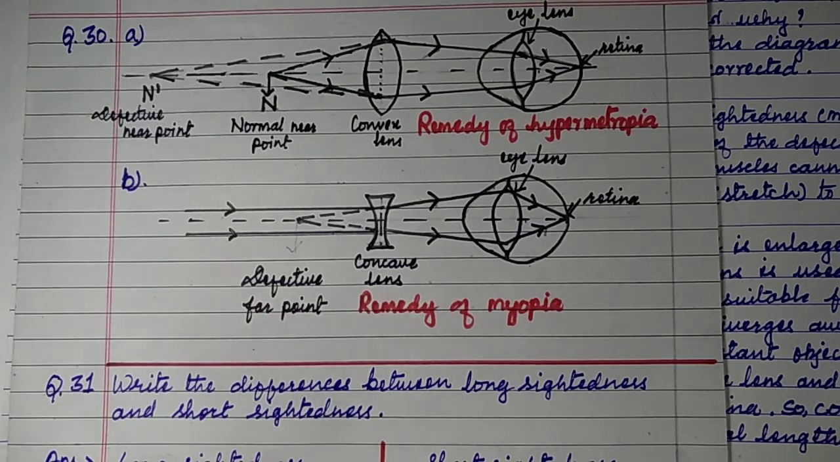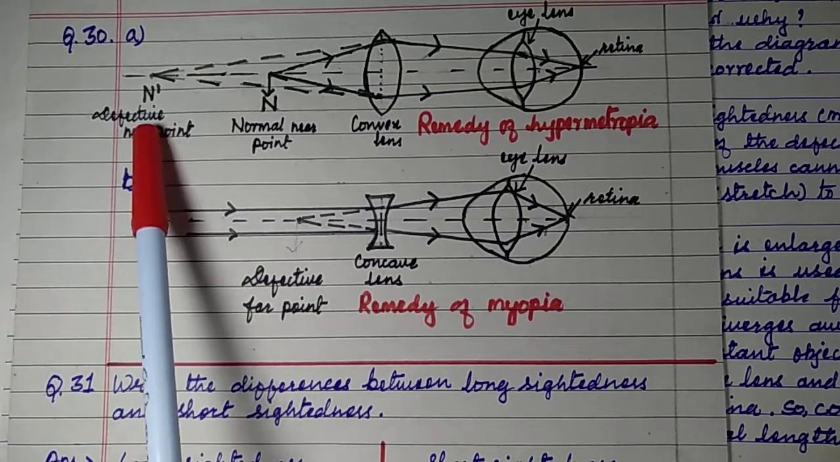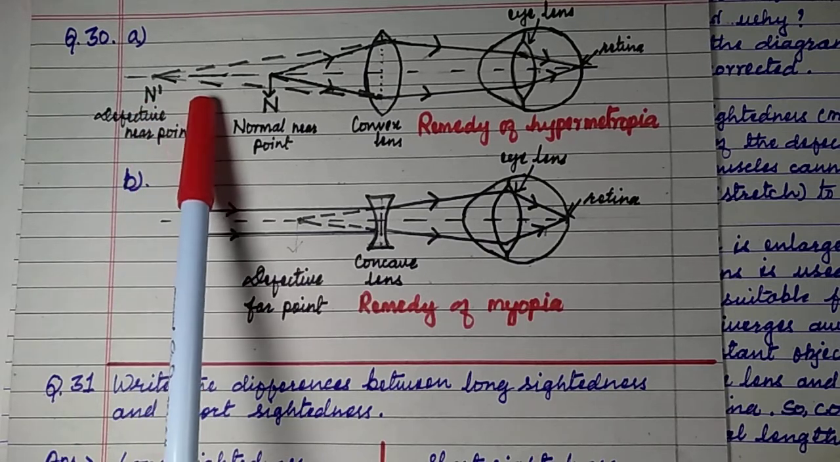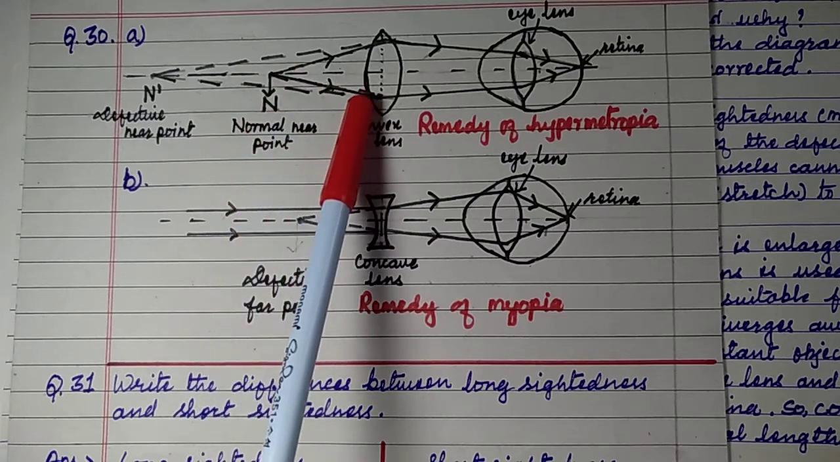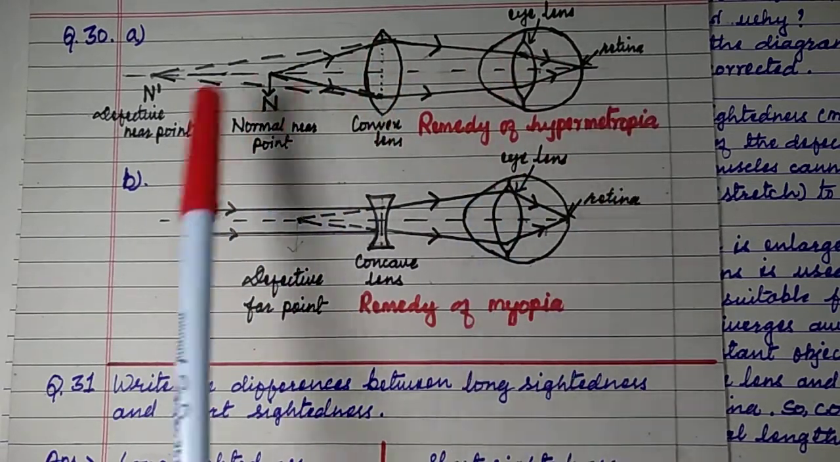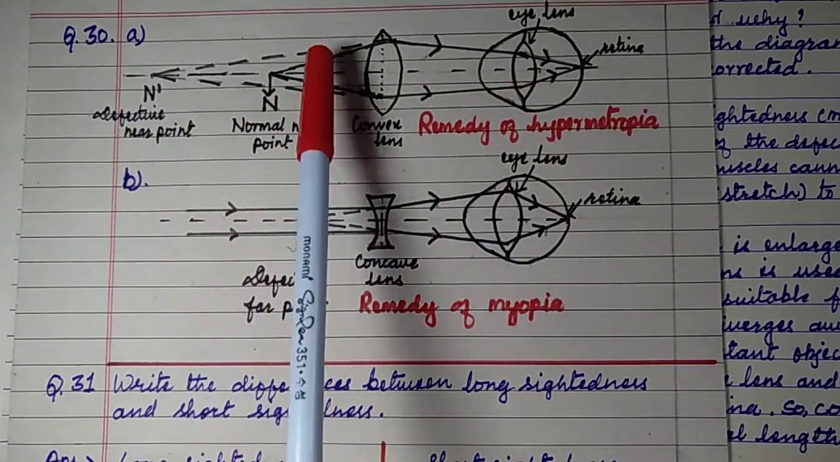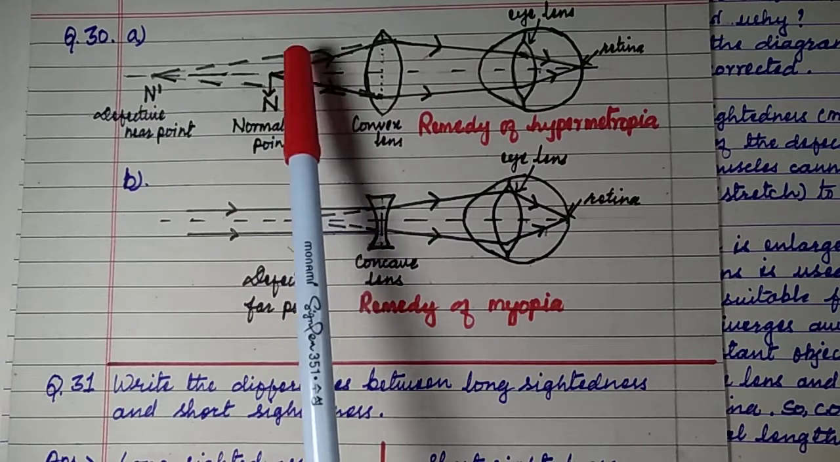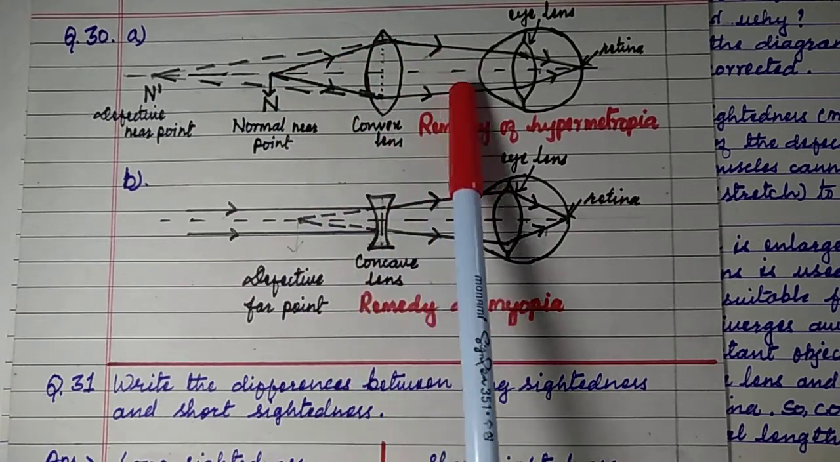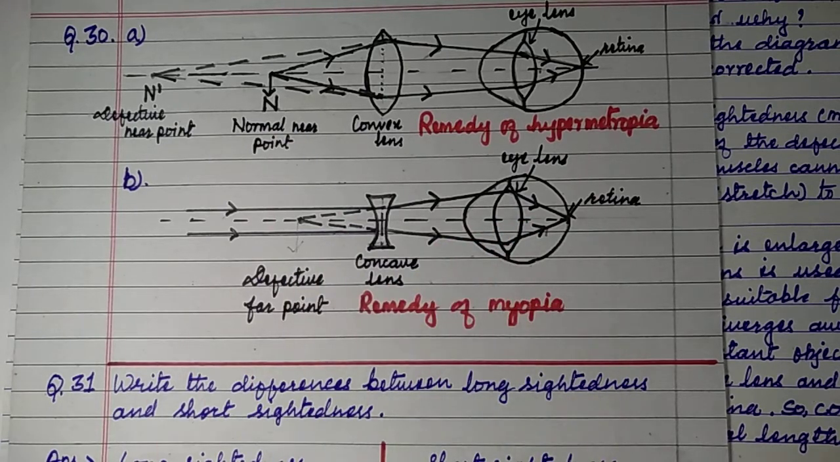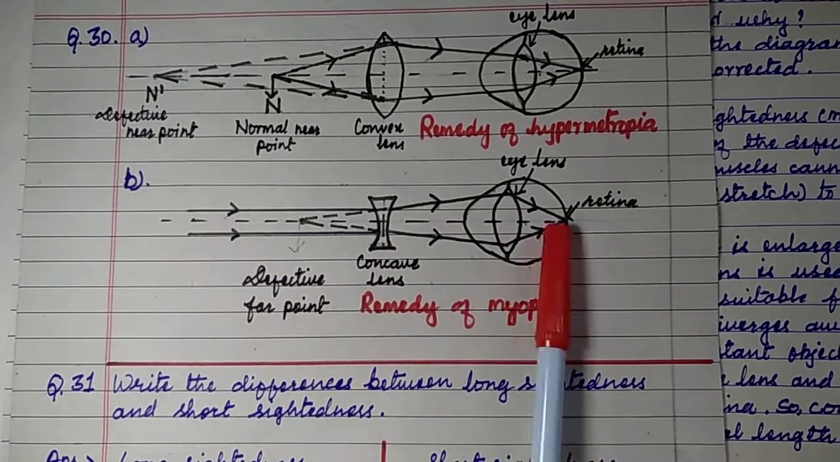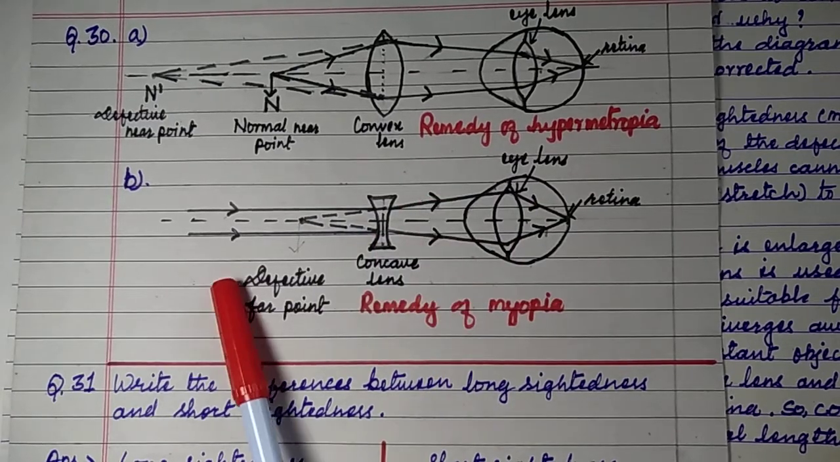So you need to remember the labelings. This is N1, defective near point for hypermetropia, and this is normal near point, convex lens, eye lens and retina. These are the important parts to remember, and you should not forget to draw arrows over here. If you do not draw arrows, your diagram will not be complete. So in this case also you have to draw the diagram and draw the arrows properly.